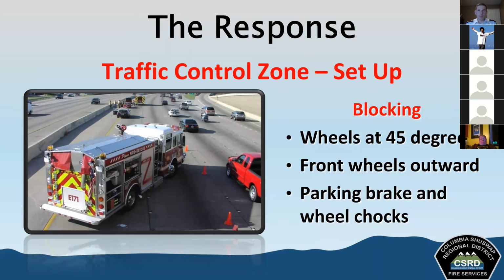So how we block is going to depend on the situation, right? All units should be parking at that 30 to 45 degree angle, facing all the front wheels forward. And we want to set the parking brake and chock the wheels, all right? In the event of a collision, our vehicle will absorb most of the impact and be pushed away from the scene, and the colliding vehicle will likely glance off and deflect outwards and not into the scene. All right.